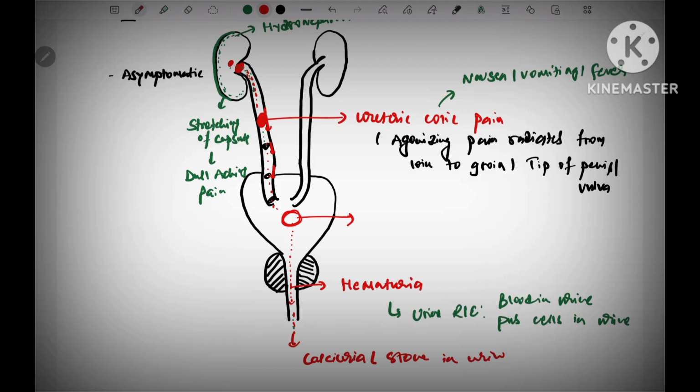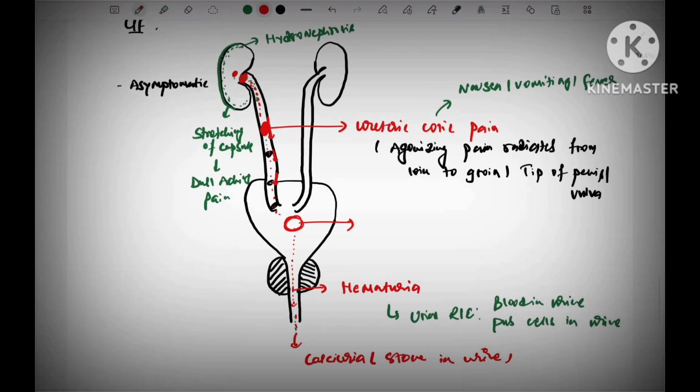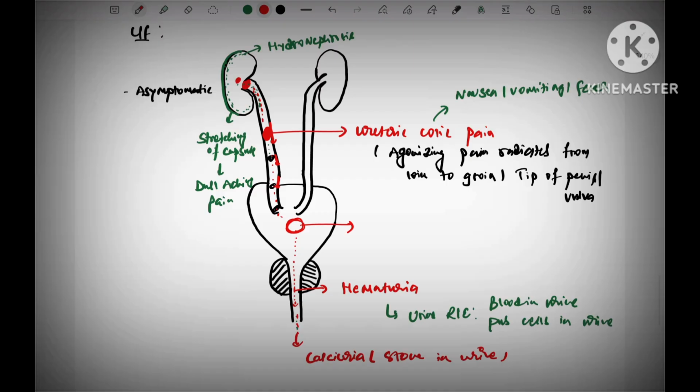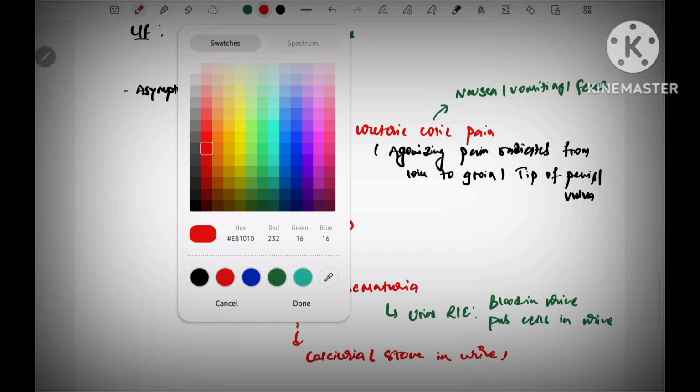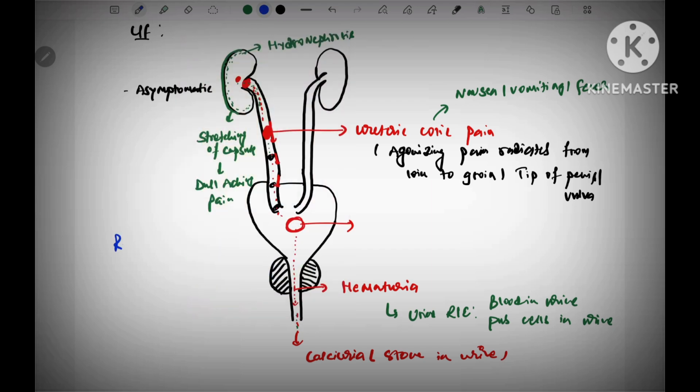So in this way the clinical features of the stone occur. And if we examine such type of patients, what findings can we get? The first finding which I want to make you know is the renal angle tenderness. In exam the examiner asks what is the site for the renal angle tenderness. This is the 12th rib, and this is the sacrospinalis muscle.